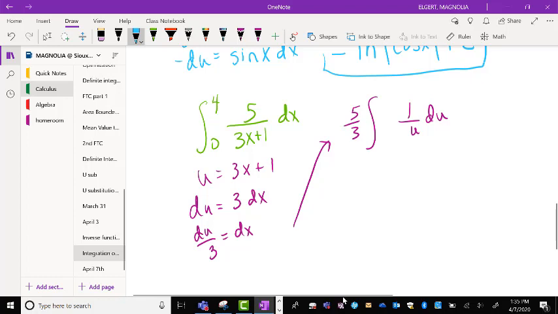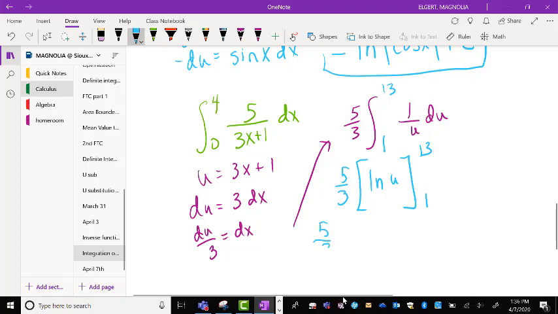That means I need to change my a and b. So I would put 0 in here. So 3 times 0 plus 1 is 1. And I put 4 in here. So that is 13. And then I integrate. So 5/3 times the natural log of u from 1 to 13. I don't have to turn it back in terms of x because I already changed my a and b value, so I don't need to do that.